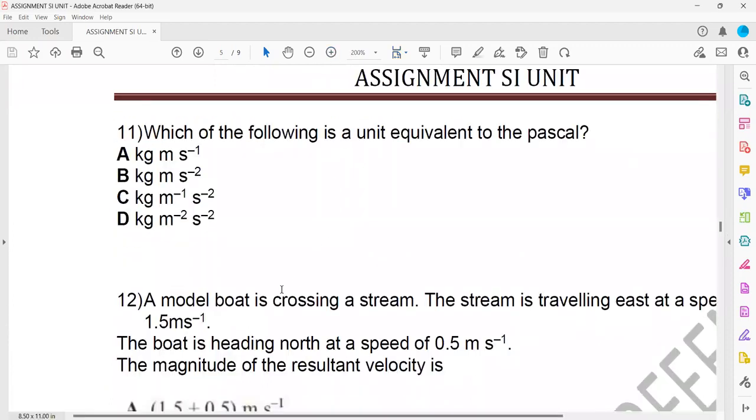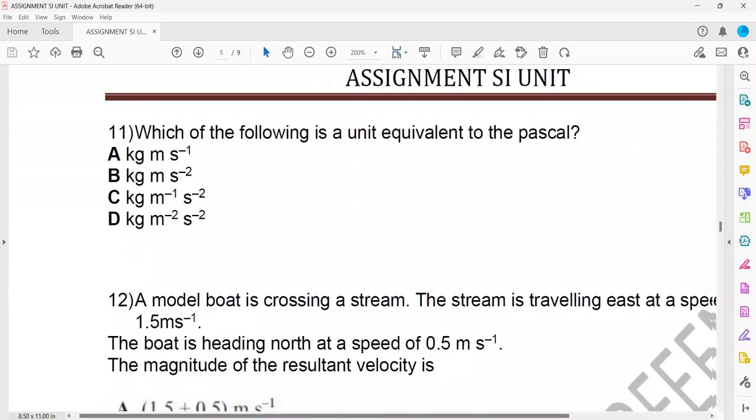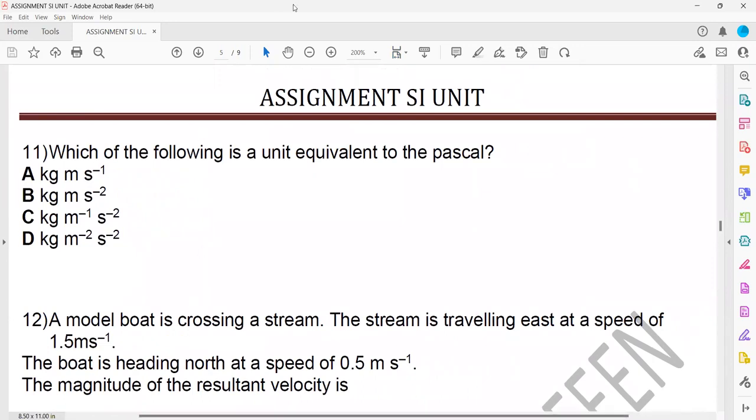Next is, which of the following is unit equivalent to Pascal? Pascal is a unit of pressure, so we want the base unit of pressure. A simple way: any formula you remember for pressure, like pressure is force divided by area, pressure is also density, gravity, depth. Any formula you remember, you can use. For example, pressure equals density times gravity times depth. So density is kilogram per meter cube, times the acceleration due to gravity, meter per second square, times the depth, which is height h, in meter.